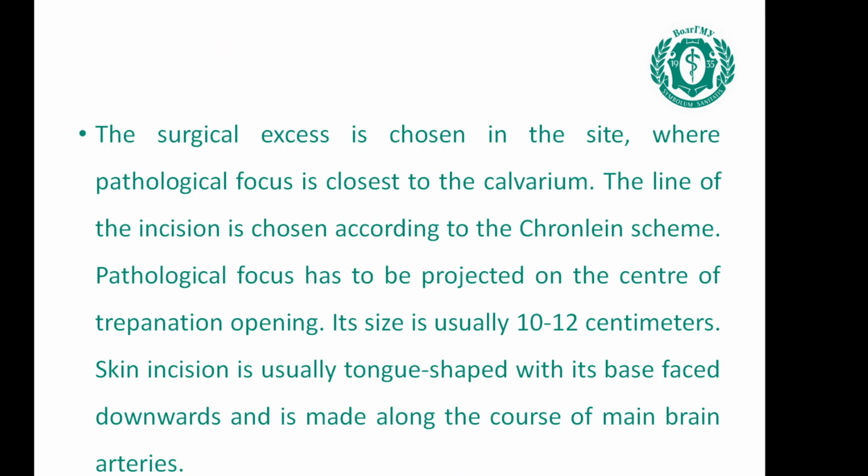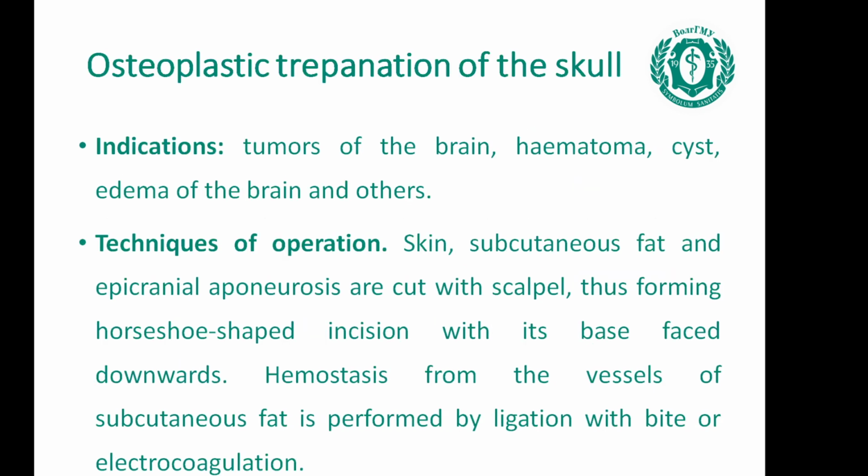The surgical access is chosen at the site where the pathological focus is closest to the calvarium. The line of the incision is chosen according to the Kronlein scheme. The pathological focus has to be projected on the center of the trepanation opening. Its size is usually 10 or 12 centimeters. The skin incision is usually tongue-shaped with its base faced downwards and is made along the course of main brain arteries.